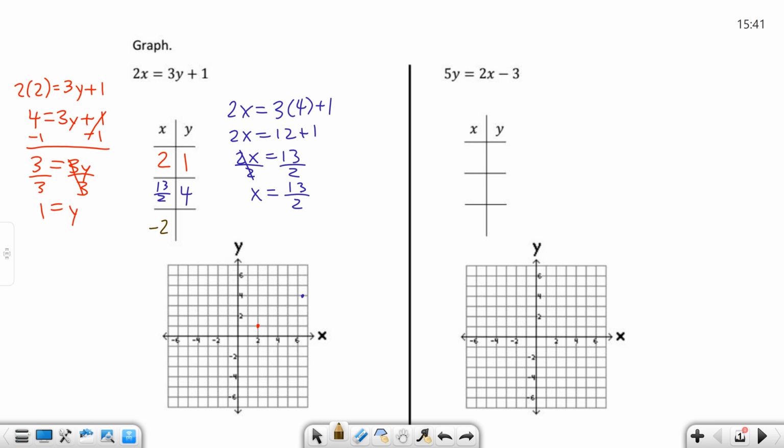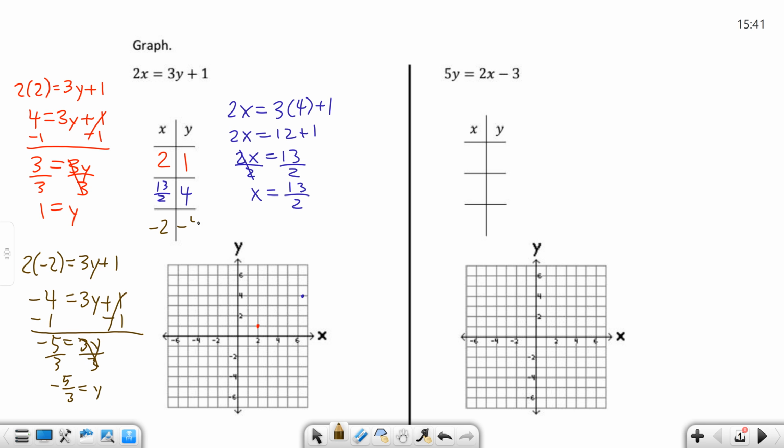So here, if I let x equal -2, I'm going to take this and plug it in for x. So that's going to be 2 times -2 equals 3y plus 1. What is 2 times -2? -4. Equals 3y plus 1. And what do I do now? Subtract 1. I get -5 equals what? Here comes your fraction right here. You just about can't avoid them on these. -5/3 equals y. So that means if I let x equal -2, then y is equal to -5/3.